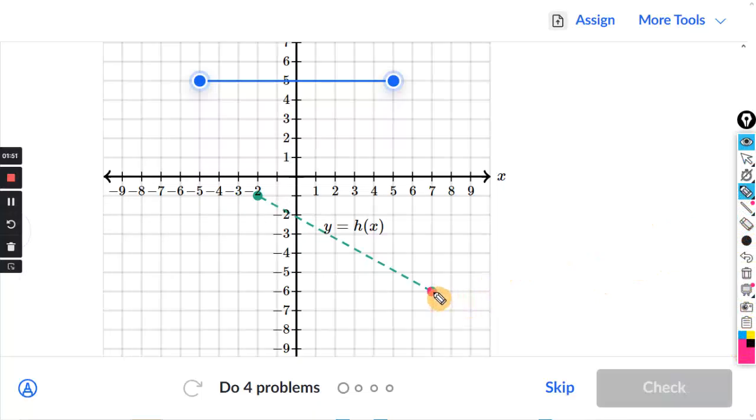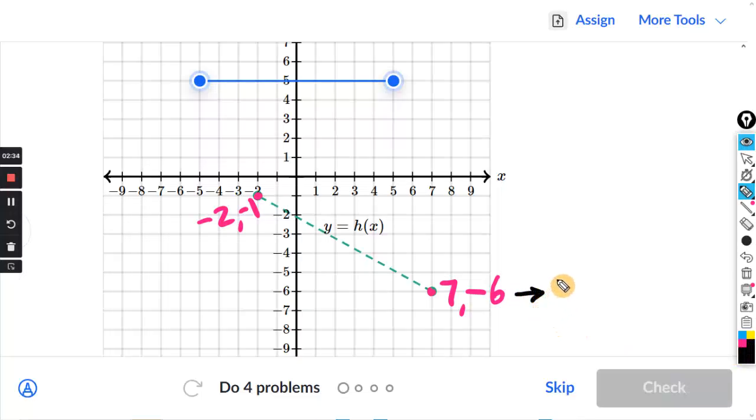For this point right here, the x coordinate is 7. And for this point, again, the y coordinate is -6. At the other end of this segment right here, the x coordinate is -2. And the y coordinate is right here between 0 and -2. This is -1. All right, so we have the coordinates of the endpoints. All we have to do is reverse or exchange those.